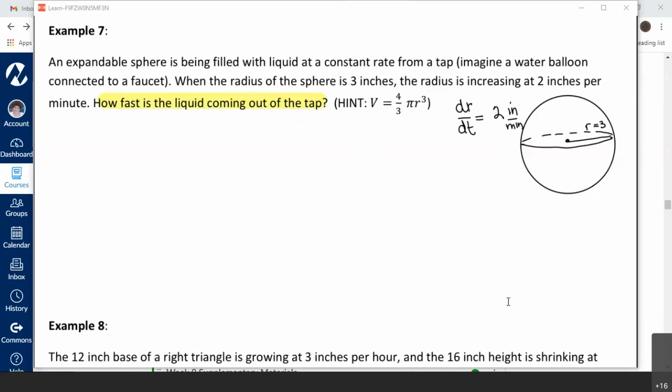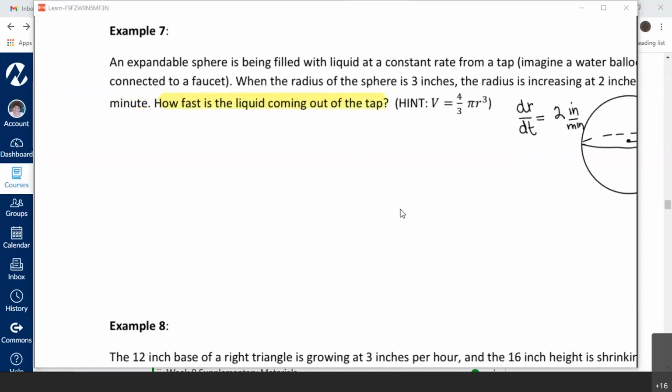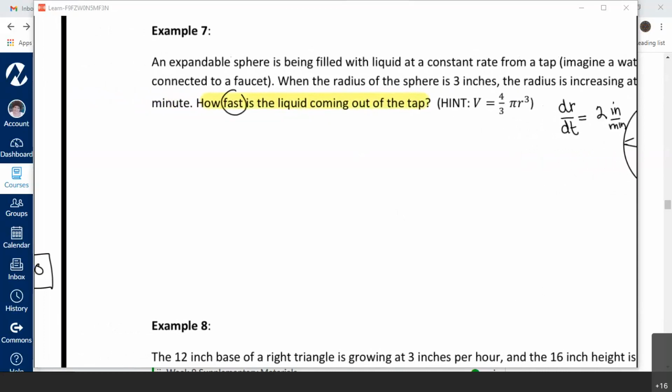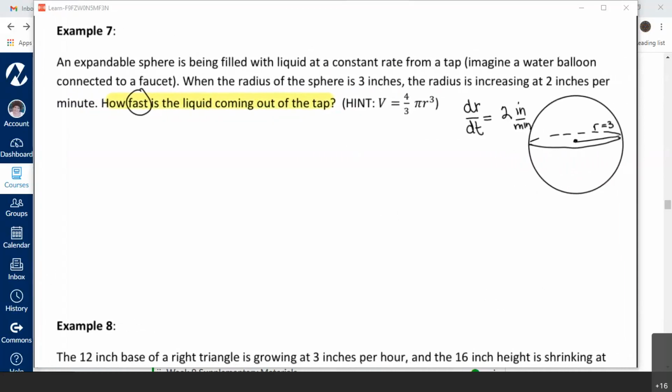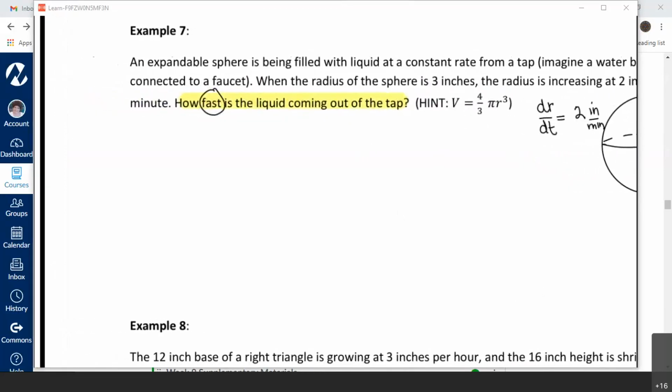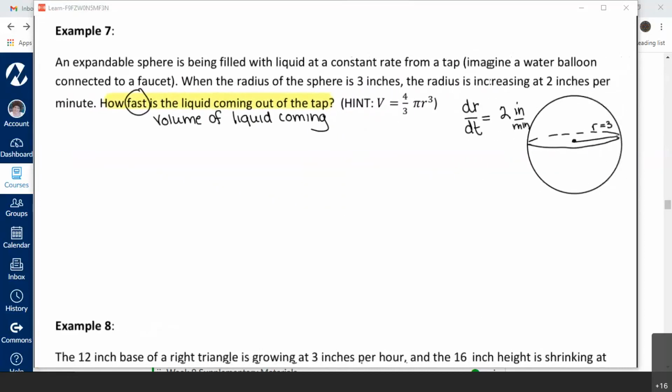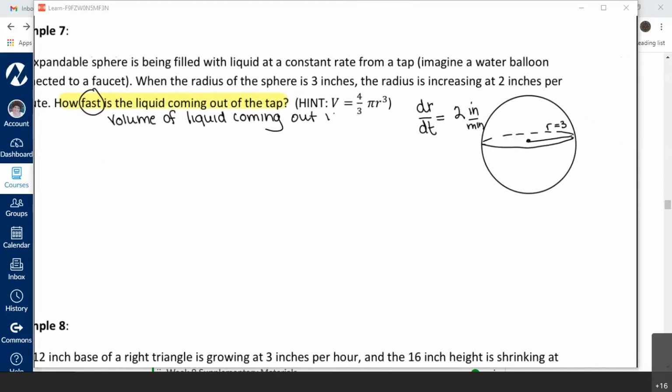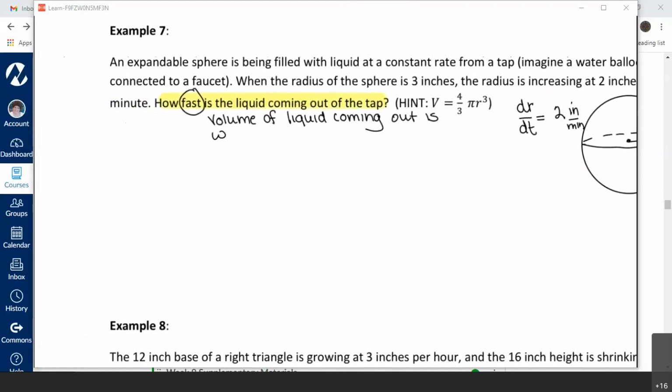Okay, so Ni is saying, yes, it's a rate. And again, what gives you the clue is this word right here. How fast is the liquid coming out of the tap? Well, I don't know how fast the liquid's coming out of the tap, but I do know the volume of liquid coming out of the tap is what's filling the balloon.